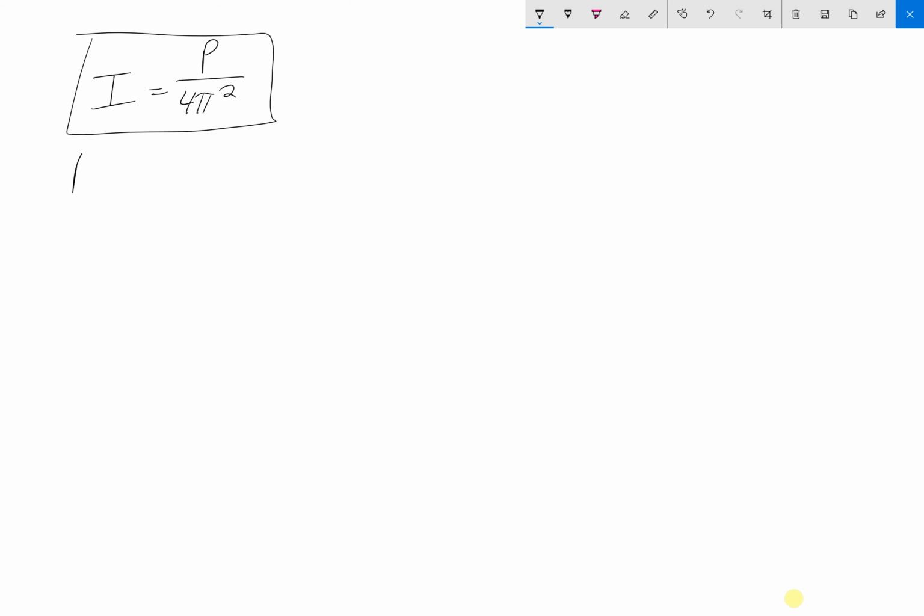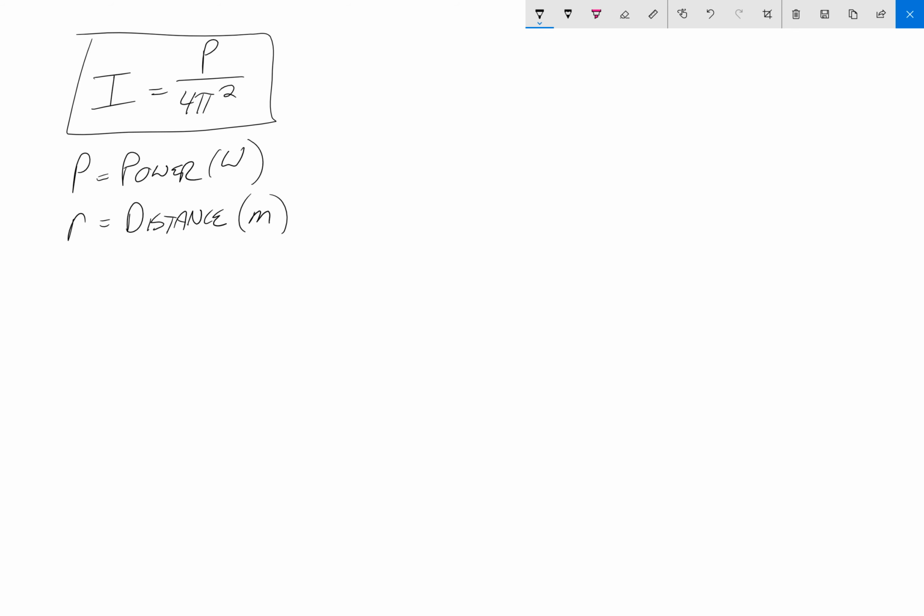So power is measured in watts, just so we have this straight. P is power measured in watts. R is distance from that source. So the distance from the source of the sound, and it's measured in meters.